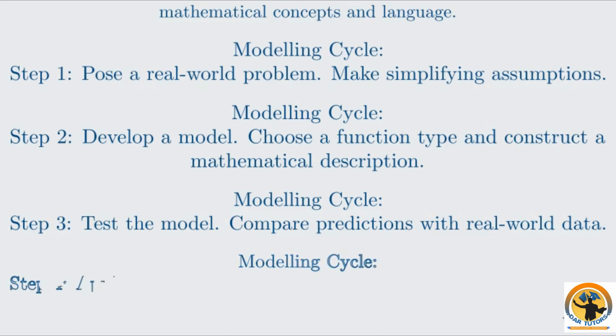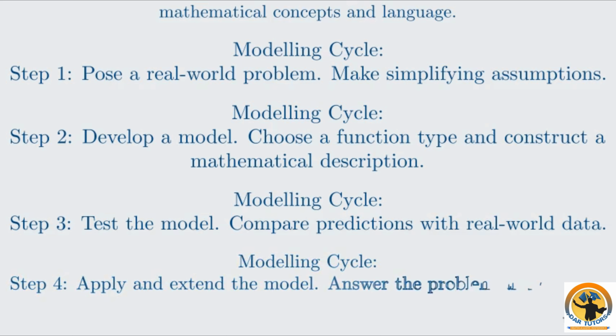Once you're satisfied with your model's accuracy, you can use it to answer your original question or make predictions. Reflect on its limitations and consider how it could be extended to be more general or accurate. Remember the famous quote by George Box, "All models are wrong, but some are useful." To solidify this process, let's work through an IB-style problem that uses the modeling cycle.